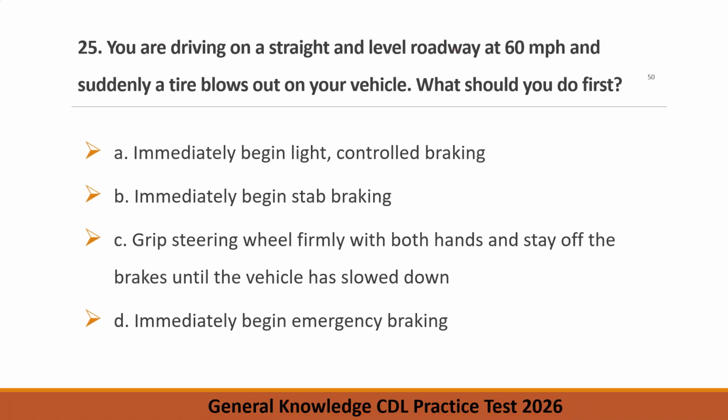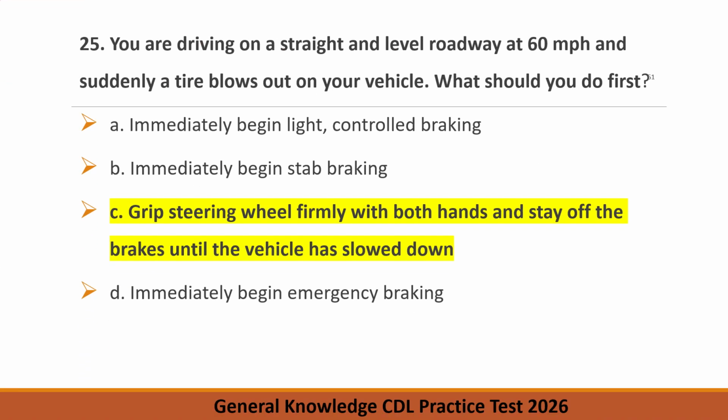25. You are driving on a straight and level roadway at 60 miles per hour and suddenly a tire blows out on your vehicle. What should you do first? A. Immediately begin light, controlled braking. B. Immediately begin stab braking. C. Grip the steering wheel firmly with both hands and stay off the brakes until the vehicle has slowed down. D. Immediately begin emergency braking. Answer, C.